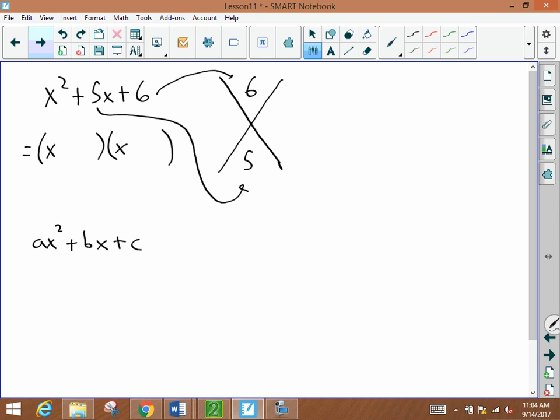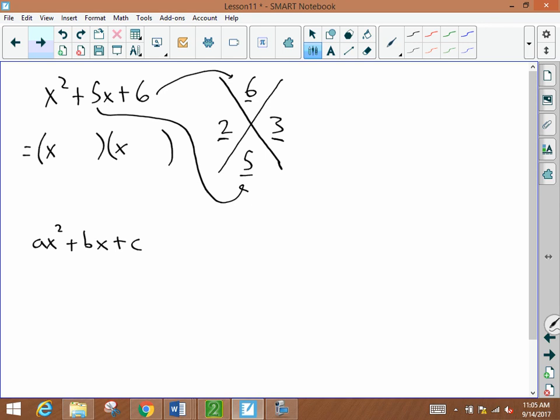Now, if I'm thinking about that, I think of factors of 6, right? So the factors of 6 are 1, 6, 2, and 3. Those are all of the numbers that divide 6. Well, I heard 2 and 3 in there, and that is perfect. 2 times 3 is 6, and 2 plus 3 is 5. Fantastic.